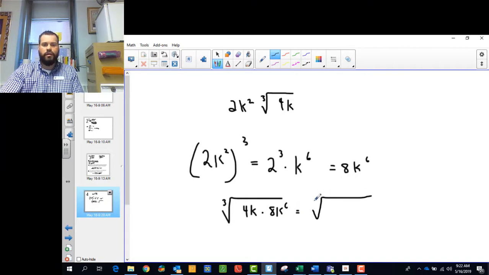So I'm going to put 4k times 8k to the 6th, and that's going to give me the cube root of 8 times 4, which is 32, and k to the 6th times k, which is k to the 7th. So that's how you make a mixed radical an entire radical.